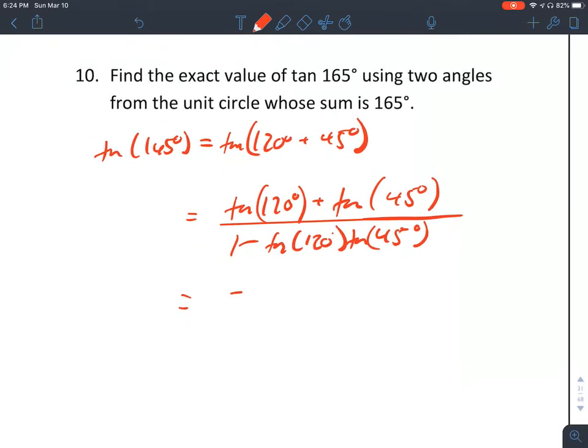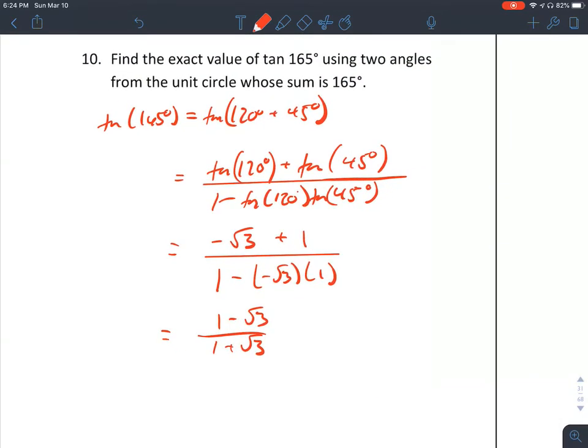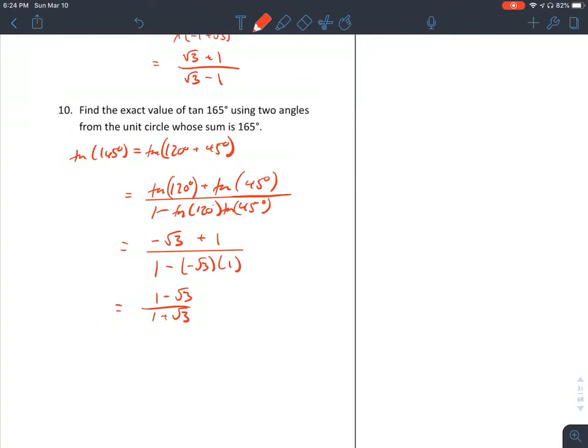Tangent of 120 we just found is negative square root of 3. Tangent of 45 is 1. We have 1 minus negative square root of 3 times 1. We could rewrite this as 1 minus the square root of 3 over 1 plus the square root of 3. Once again, we could rationalize our denominator, but for the time being, I'm going to say don't sweat that for these tangent ones because it's a ton of work and very little payoff.